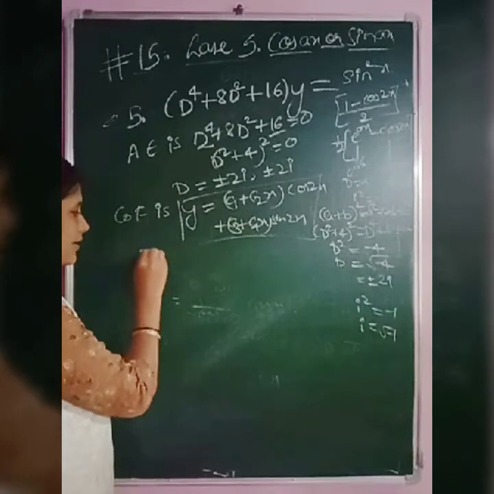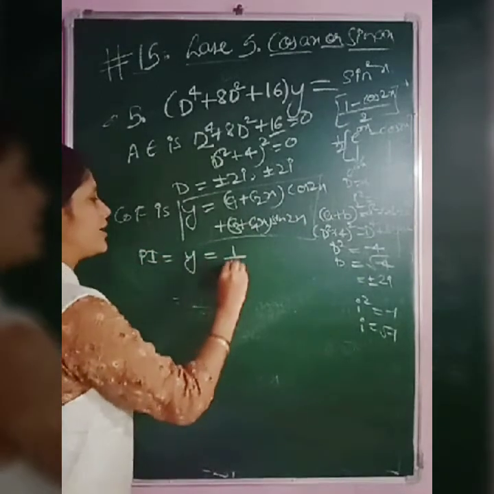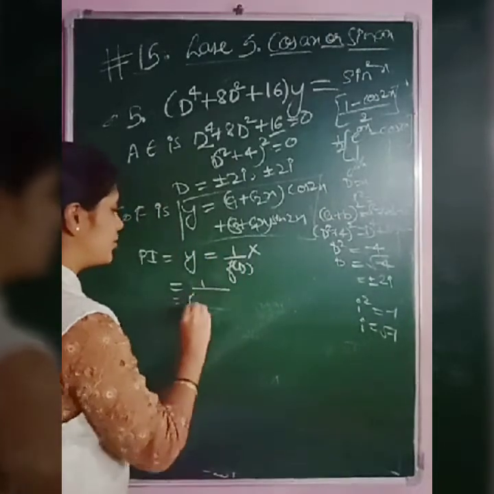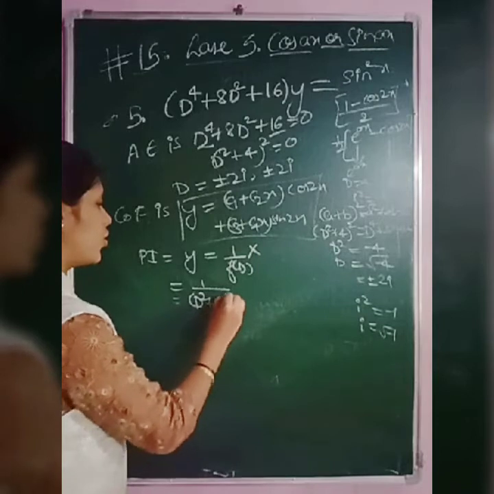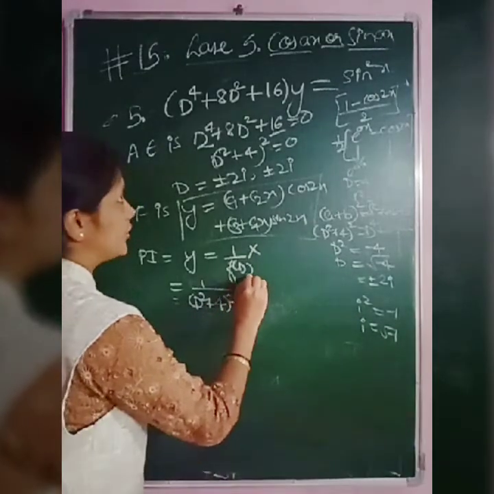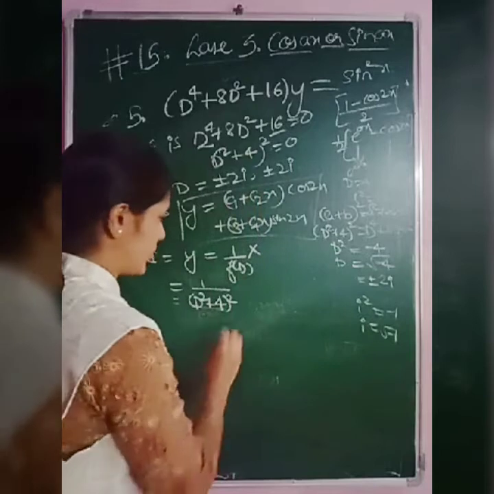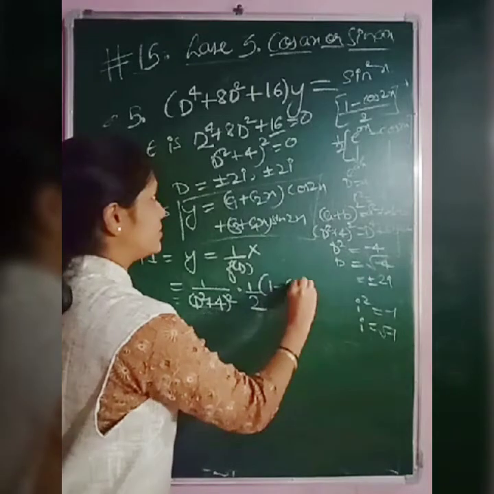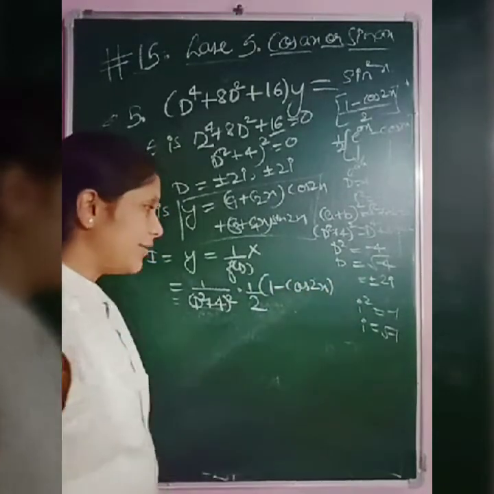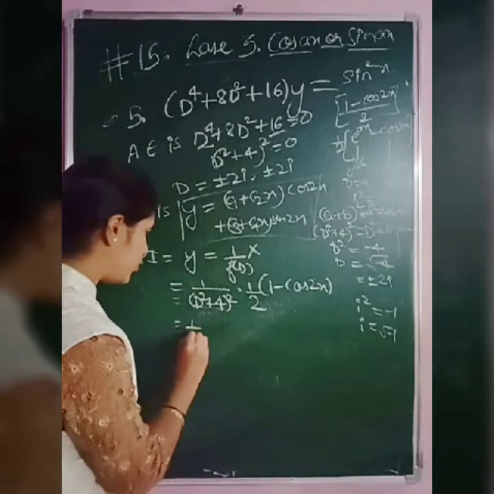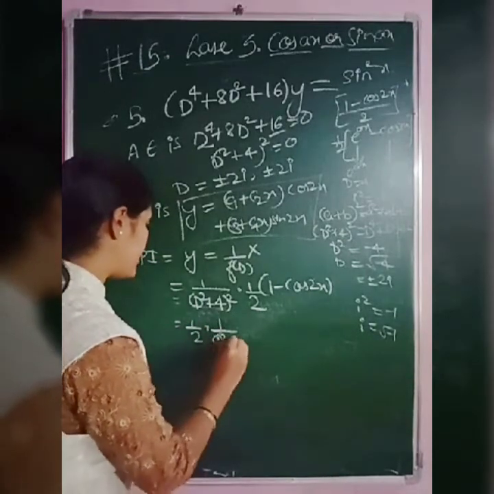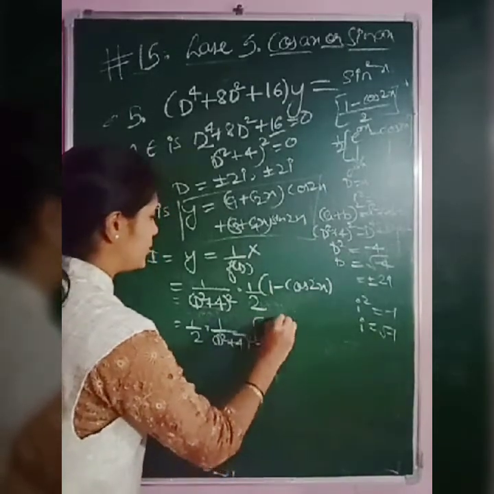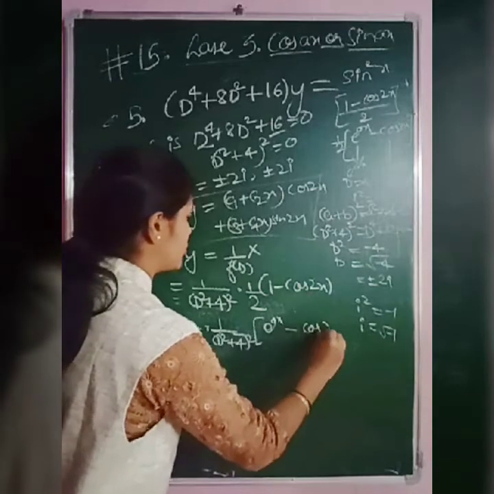Now let us find PI. PI by definition is y, that is 1 upon f(D) of X. For this particular example, it is 1 upon (D square plus 4) whole square of, what is X? Sin square x. Shall I write sin square x like this: 1 upon 2, (1 minus cos 2x). Right? So this can be written as 1 by 2 outside, 1 upon (D square plus 4) whole square outside. What is 1? We can write it as e raised to 0x, minus, as it is, cos 2x.